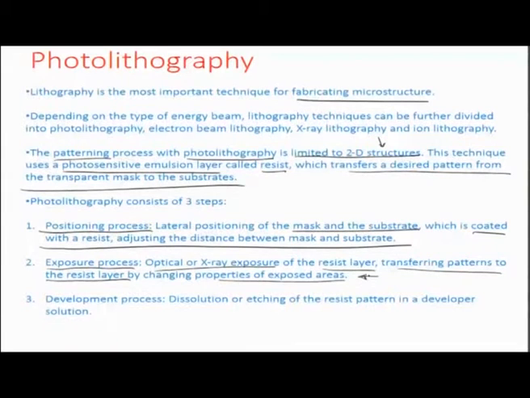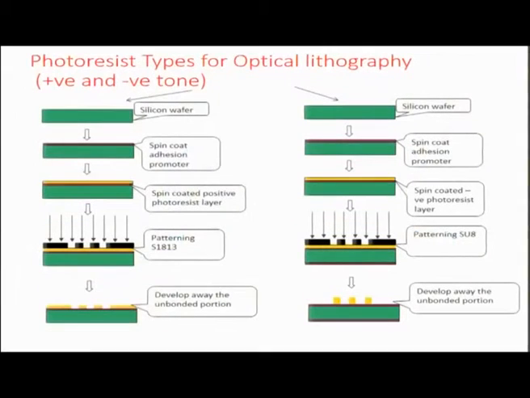In this context, you had already seen how a negative tone resist behaves. The final process is the development step, where wherever there is cross bonding, the remaining regions have to be removed or dissolved away. So you have dissolution or etching of the resist pattern in the developer solution. So these are the three steps of lithography which are being carried out here.